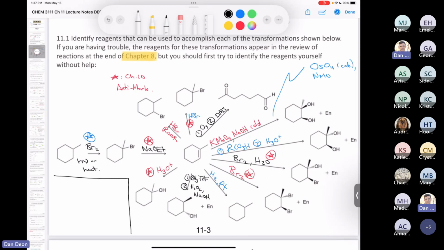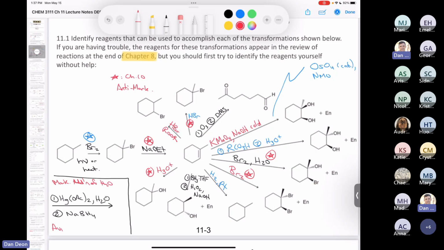So I'm just going to write down the reagents, which is mercuric acetate in water, followed by sodium borohydride. And this is what we call oxymercuration-demercuration. Does anybody remember what this reaction was used for? Yeah, absolutely. So this reaction is used for the Markovnikov addition of H2O.